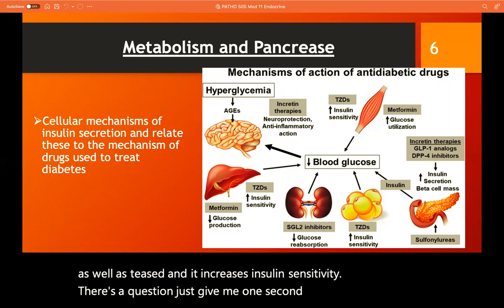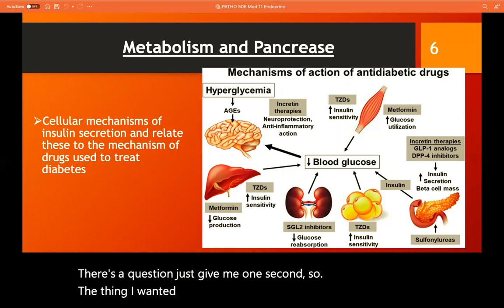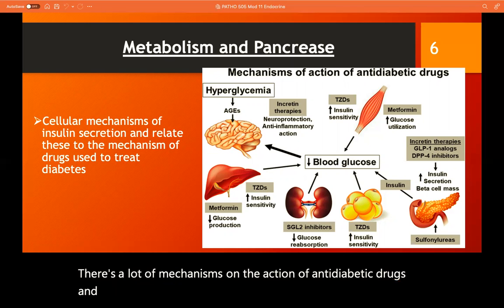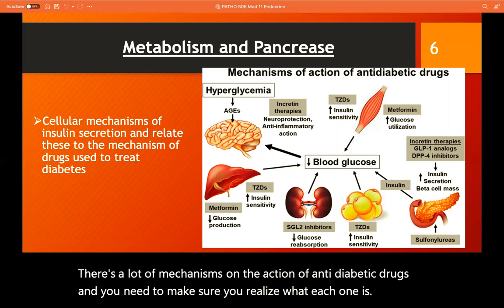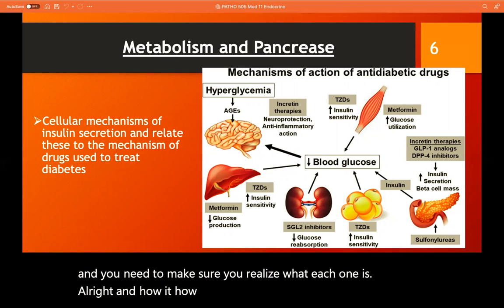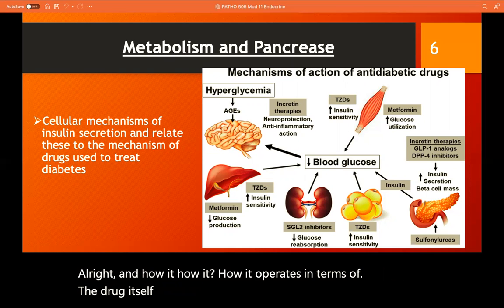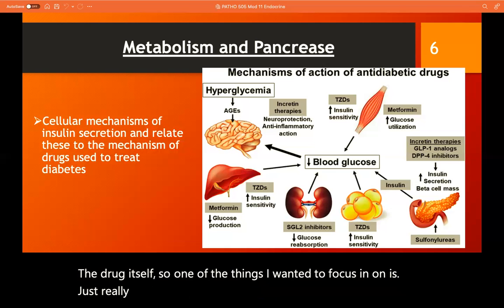So the thing I wanted to really point out is that there are a lot of mechanisms on the action of anti-diabetic drugs, and you need to make sure you realize what each one is, and how it operates in terms of the drug itself. So one of the things I wanted to focus in on is just really describing how these cellular mechanisms work.